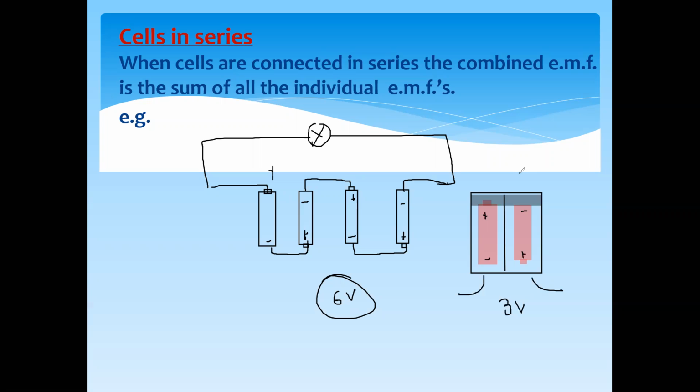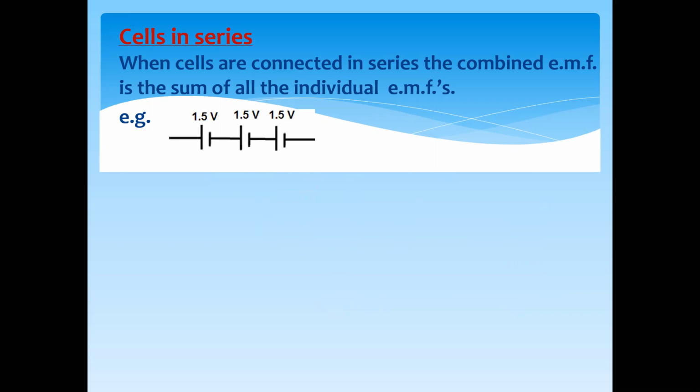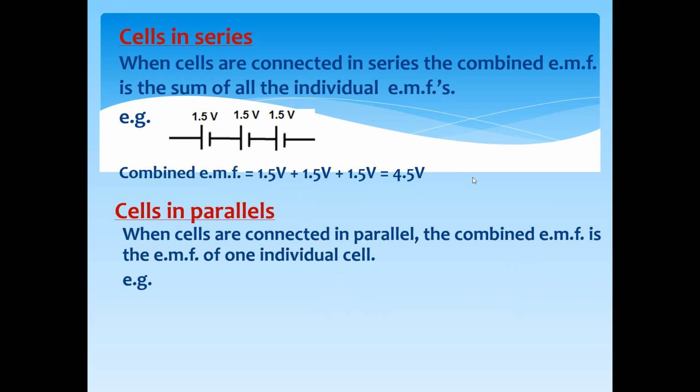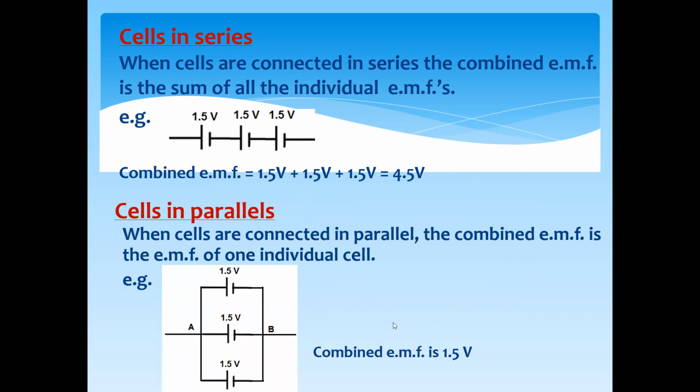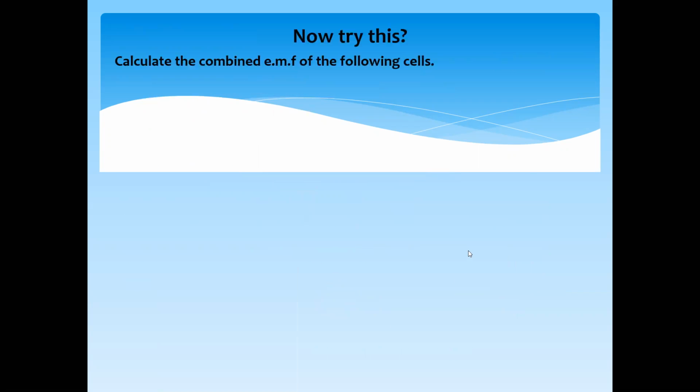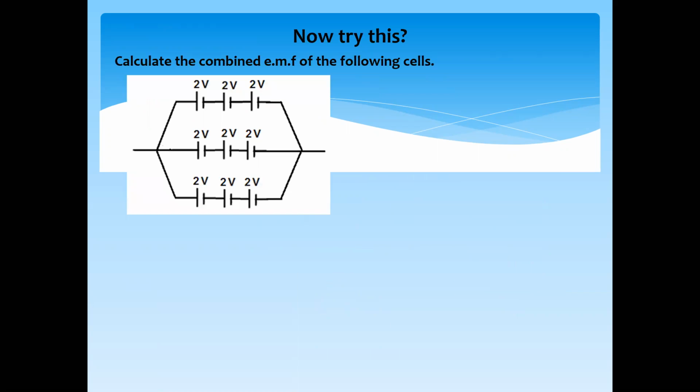And that's why, if one of the cells is not working properly, the combined voltage will decrease. And when cells are connected in parallel, the combined EMF is equal to the EMF of the individual cell. So 1.5, 1.5, 1.5, that's equal to 1.5 only. Now, what is the answer for this one? What is the combined voltage produced by this combination?